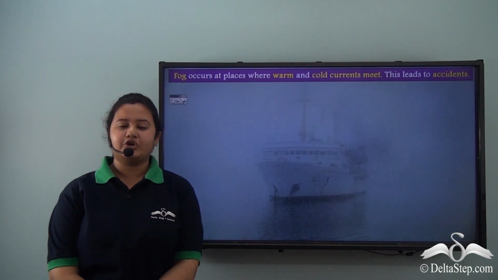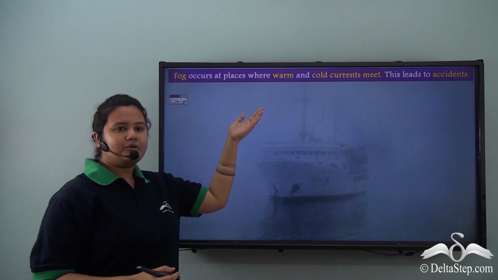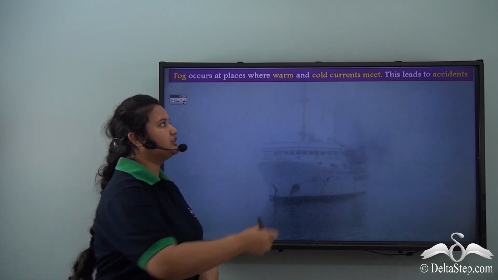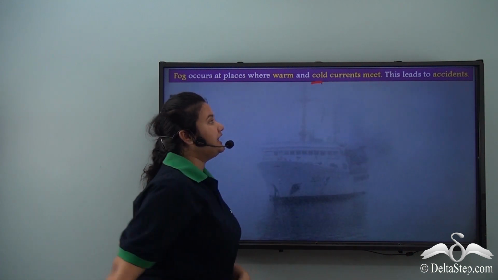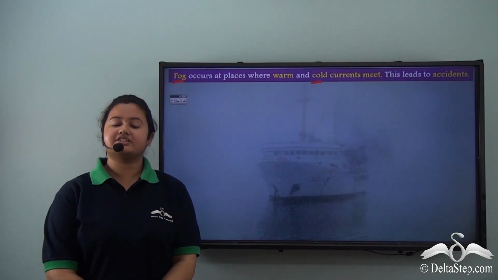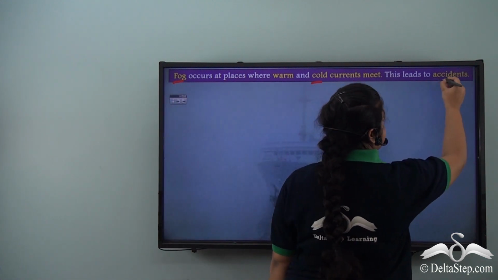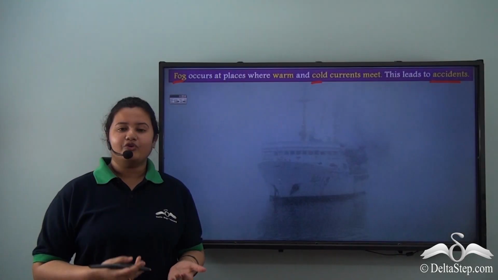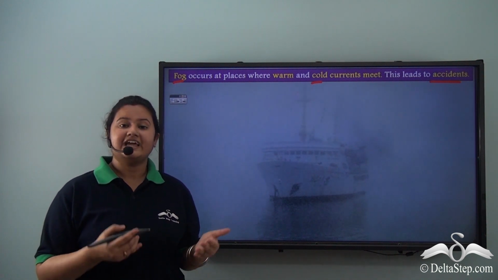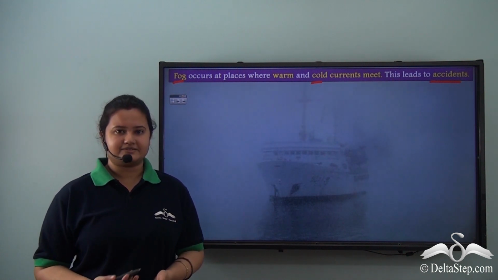A similar phenomenon occurs when a warm and a cold current meet. The warm current carries moisture, and when it comes in contact with cold current, it leads to the formation of fog. So, the sailors cannot see the iceberg, which causes accidents. Therefore, we find that ocean currents can be dangerous because they lead to the formation of fogs and cause accidents.